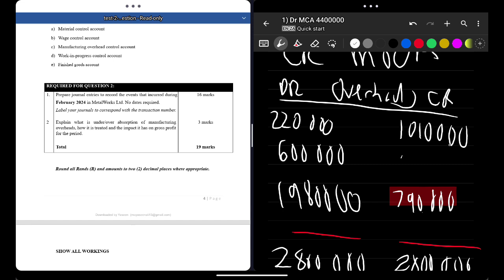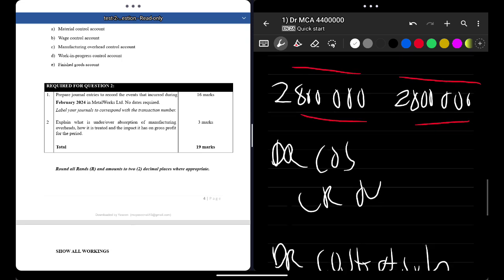So this is an under recovery, right? You estimated 1,010,000, but the actual was 2.8 million. So obviously this will be an under recovery. So you estimated too little. So what is the impact on the gross profit? Now you're adding it, saying debit cost of sales. So obviously your expenses are going up. So your net profit is actually going to go down. So yeah, that's it for this video.